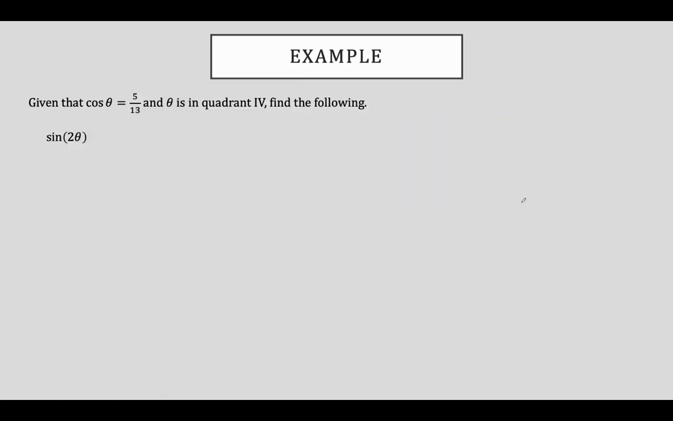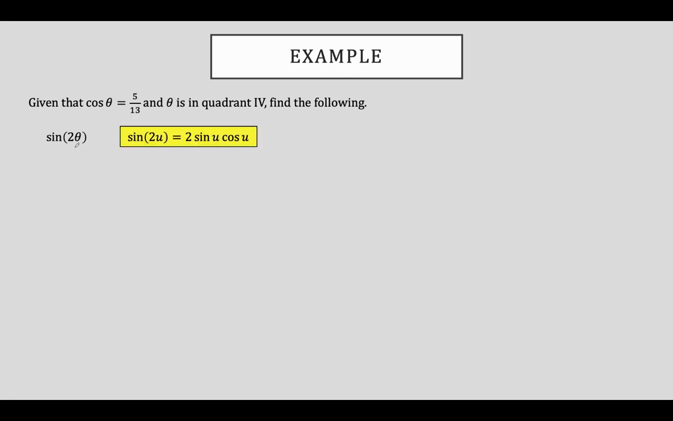All right, given that the cosine of theta is equal to 5 over 13, and theta is in quadrant 4, find the following. Let's find the sine of 2 theta. Well, we notice that inside of our trig function here, we have a multiple of theta. We have 2 theta, which means we want to use our double angle formulas.